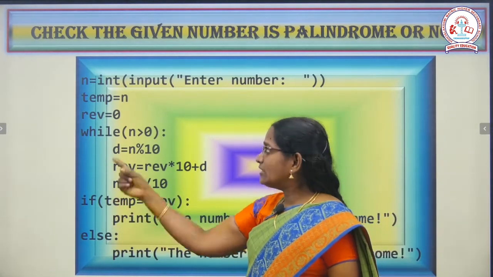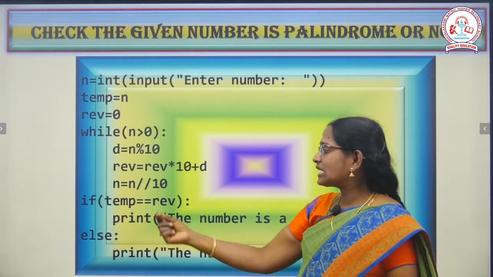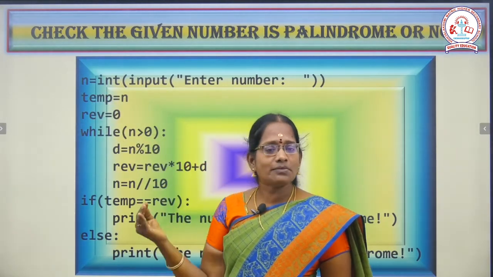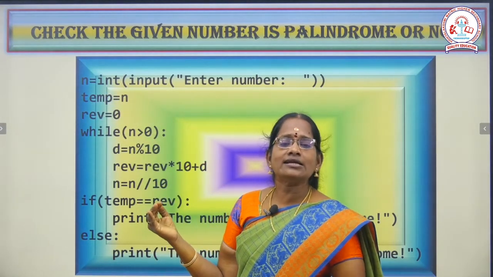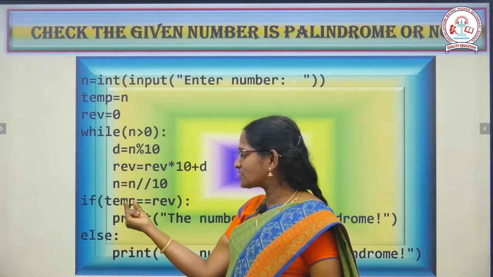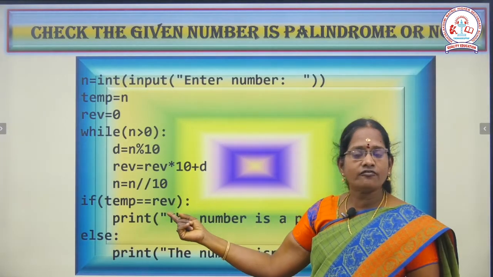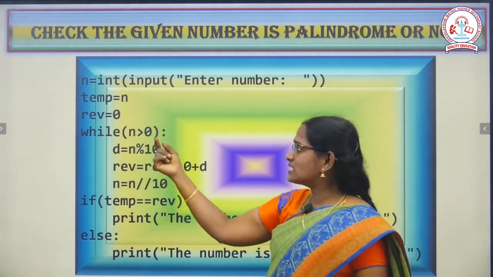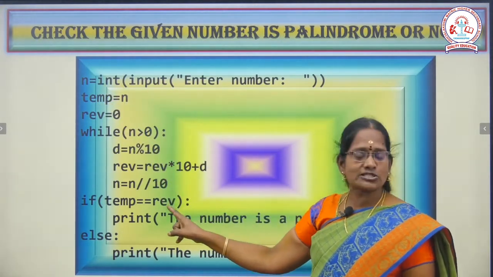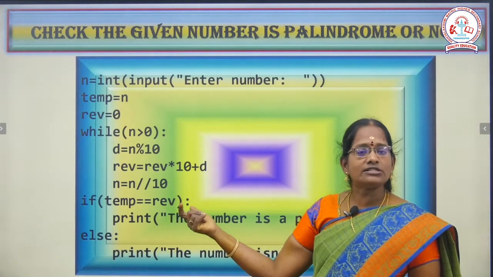If this temporary variable, what is the value stored in temp? In temp we stored the original value. Any number the user enters is stored in temp. This temp statement stored the original value. Already we know reverse. What is the use of reverse? You already reversed the number, and the reversed number is stored in reverse. The reverse variable holds the reverse of the original number.